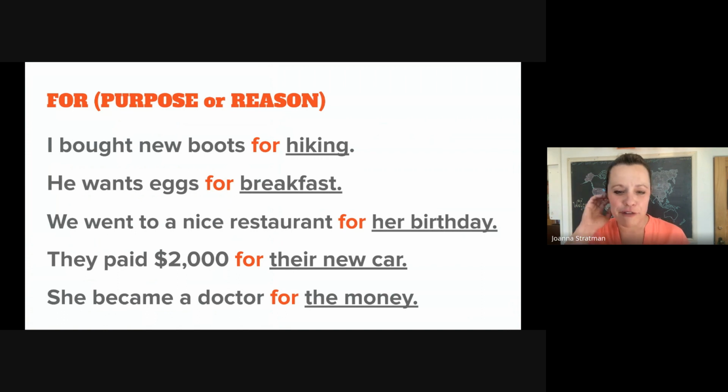As you can see, my friends, all of the words or phrases after for are all nouns. So you want to make sure, again, after for in this context, that you are using a noun like hiking or breakfast or birthday.